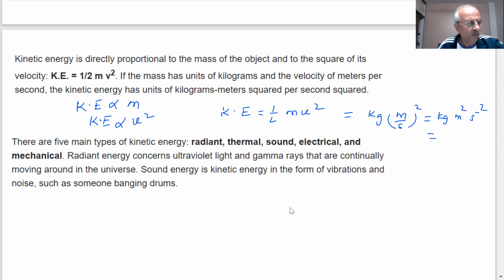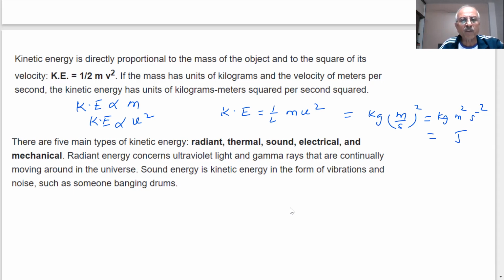What is that equal to? What will be the units? Newton... SI unit. It is the same thing as a joule. I said energy has the unit of joule, whether it is kinetic or any other energy. What units will be there? Joule.